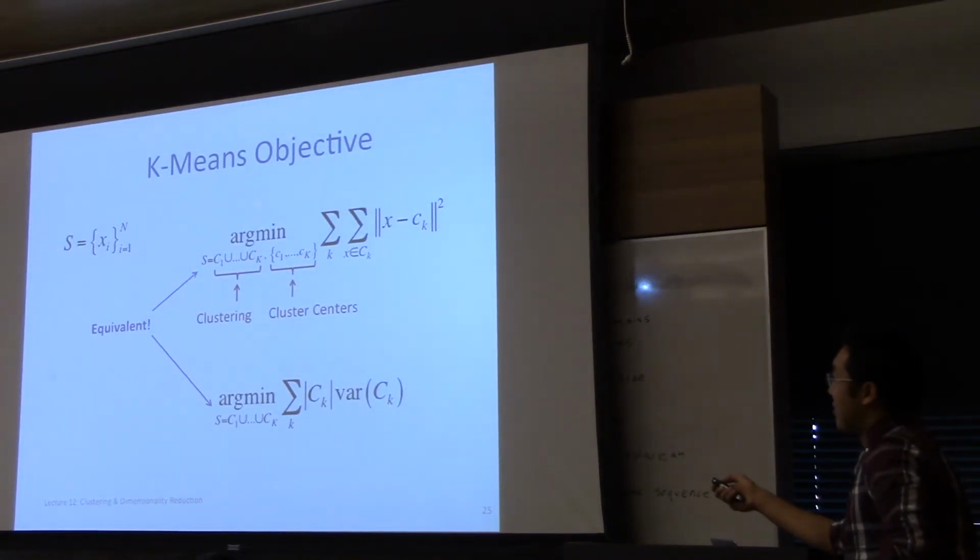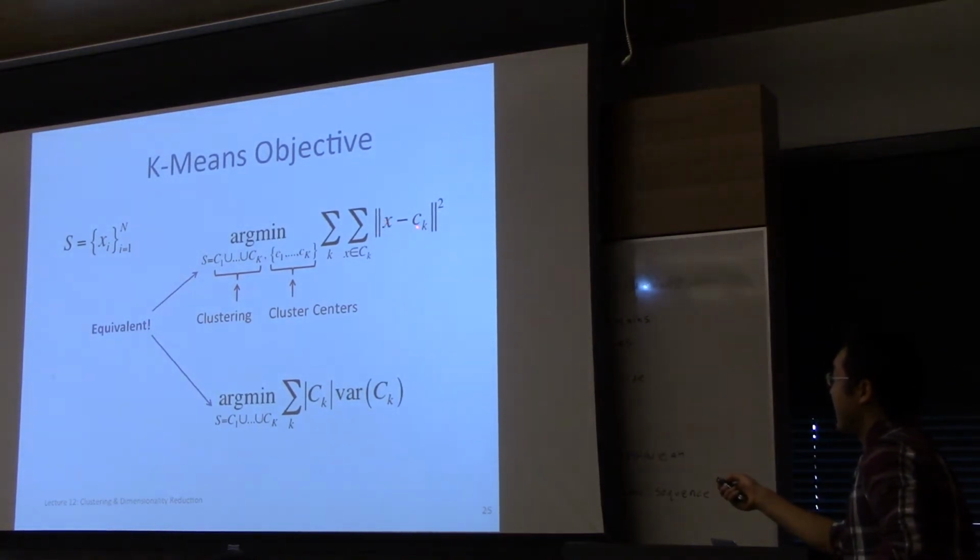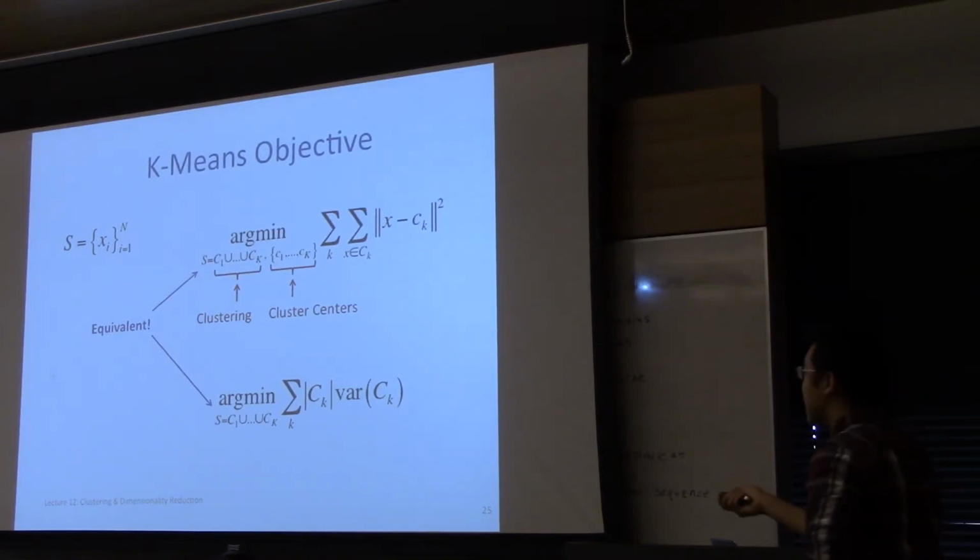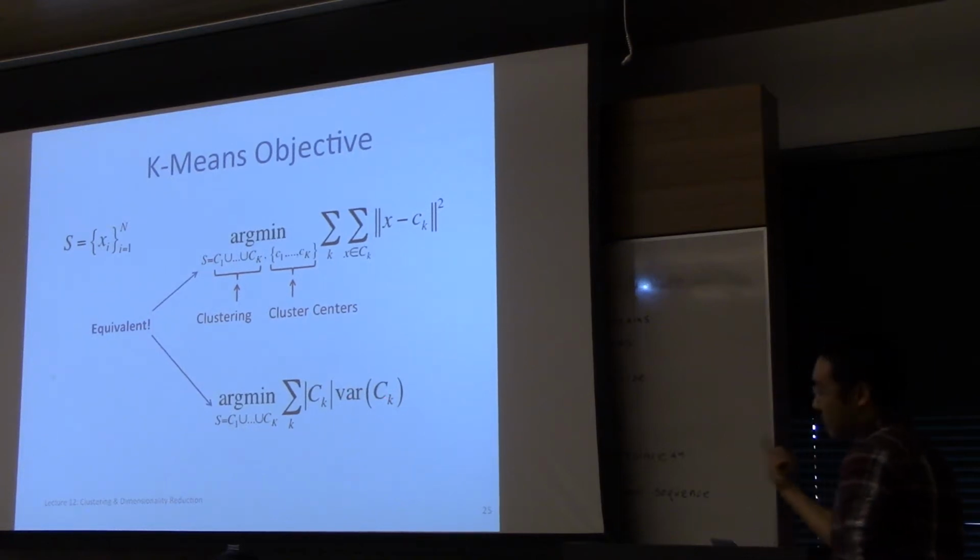So the goal is to, given this training set, learn a partitioning of the training set into clusters, as well as the parameters of the model, which are the cluster centers, such that you minimize the squared distance between each data point and its cluster center, right? So now we sum over all cluster IDs, sum over all data points in that cluster, and then we compute the squared distance between that data point and its cluster center. And the K-means objective is to find the partitioning and the cluster center parameterization that minimizes the objective function. So this is equivalent to minimizing the unnormalized variance of each cluster.